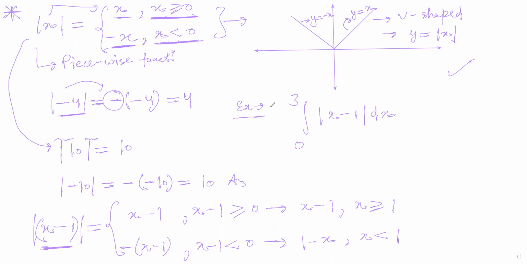Whenever you see the integration of any modulus function, always remember you must use the third property. Now what does the third property say? It says that you can break your limits from a to b into a to c and c to b. So basically you can divide this integration from 0 to 3 into as many parts as you want. Now the question is, why do I want to break these limits?